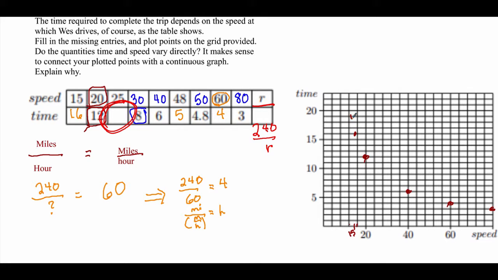Notice this is a curve. This is not a line. This is an inverse curve, where the R is on the bottom. This is called an inverse function.